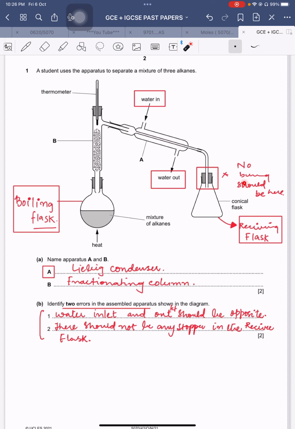No bung should be there. Bung is also called a stopper. Bung, spelling B-U-N-G. Bung or the stopper are the same things. So bung or stopper should not be here right now. And this is called a receiver flask.